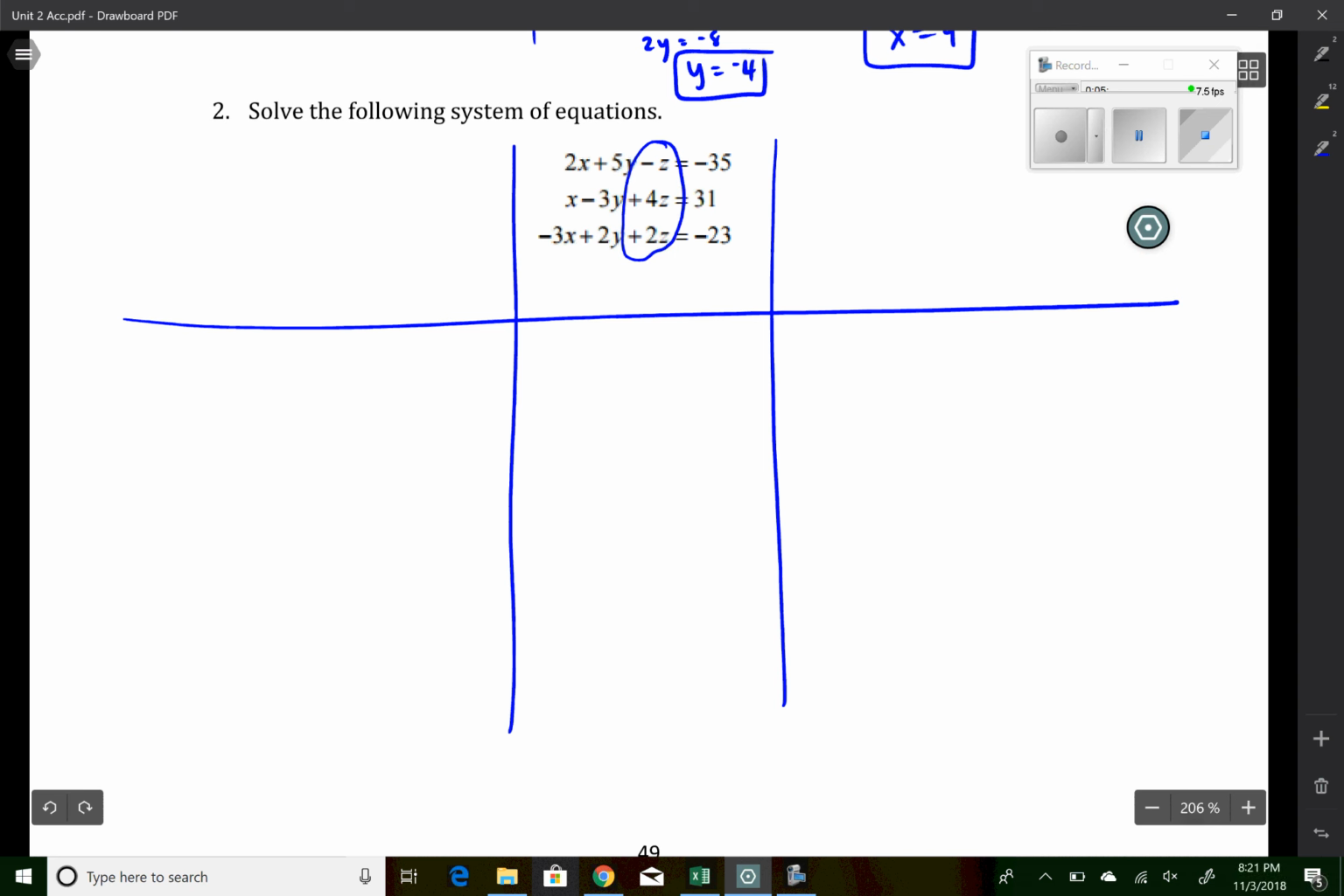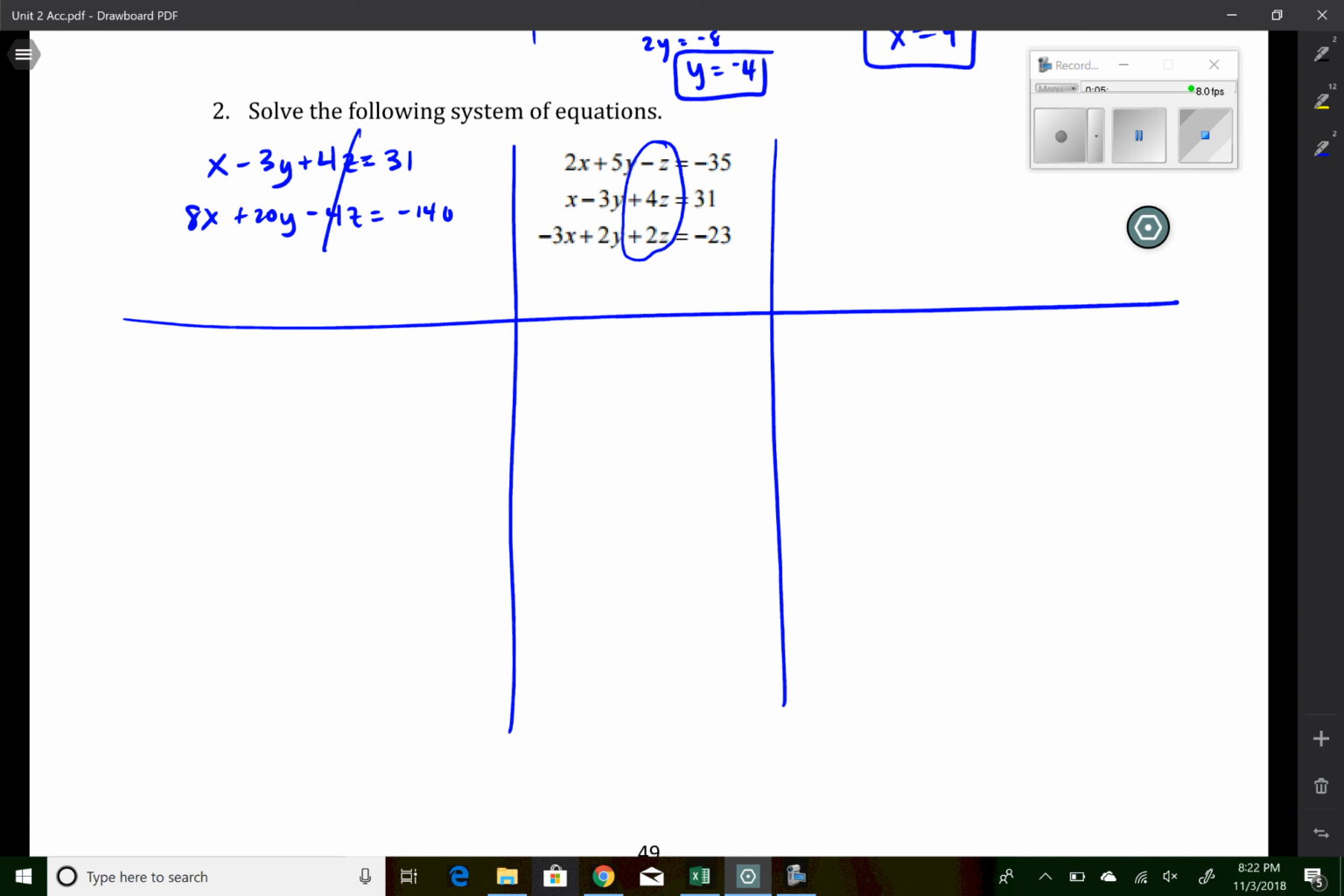if I add the first equation to the second or the third, the z's won't cancel. But if I take that second equation, so x minus 3y plus 4z equals 31, and add it to 4 times the first equation, so that's 8x plus 20y minus 4z equals negative 140, the z's cancel. We want the z's to cancel, or the x's to cancel, or the y's to cancel.